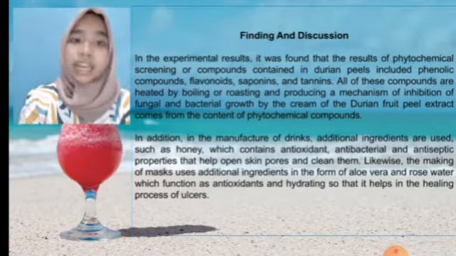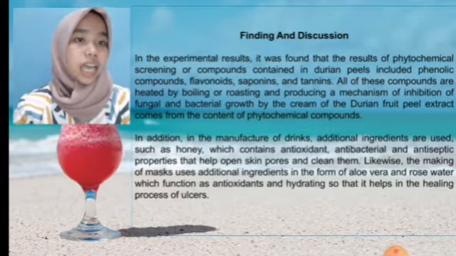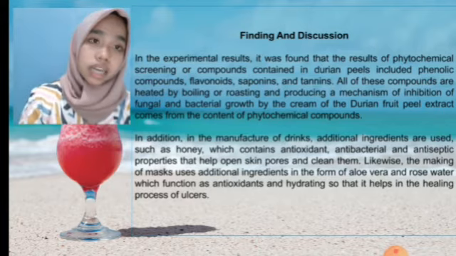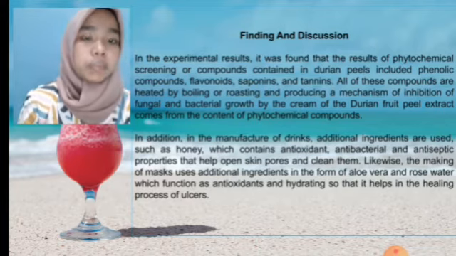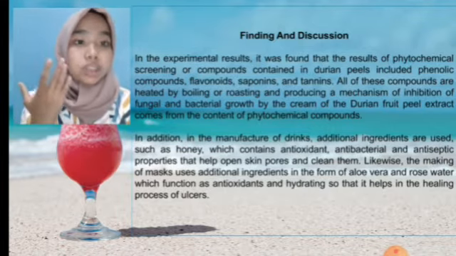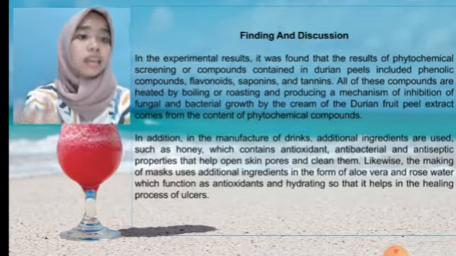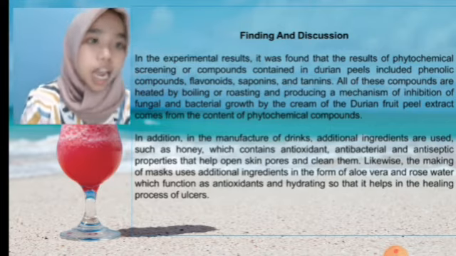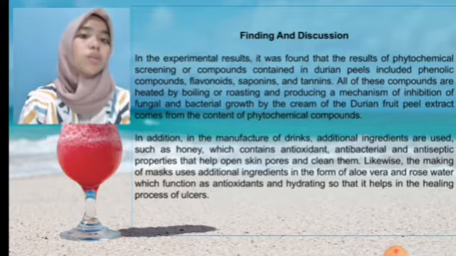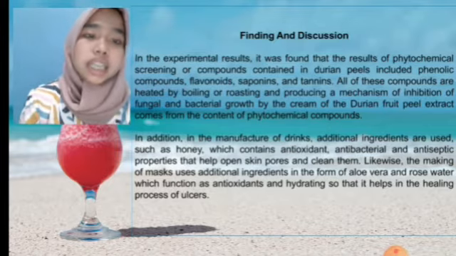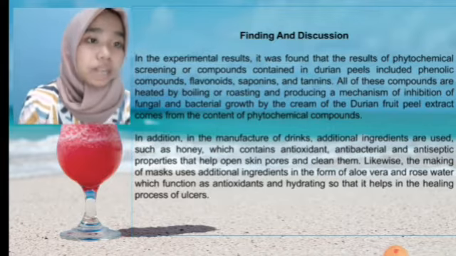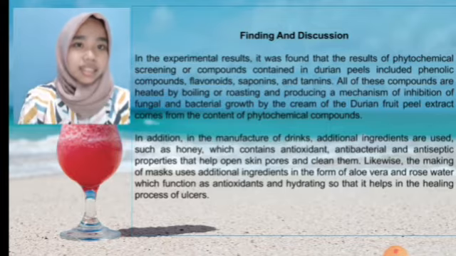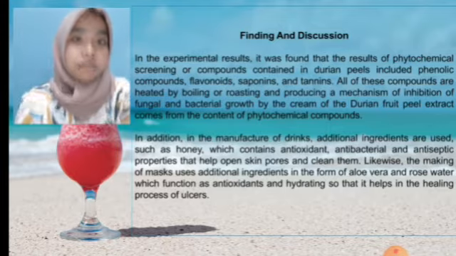In addition, in the manufacture of the drink, additional ingredients are used such as honey, which contains antioxidant, antibacterial, and antiseptic properties that help open skin pores and clean them. Likewise, the making of the mask uses additional ingredients in the form of aloe vera gel and rose water, which function as antioxidants and hydrating agents so that they help in the healing process of ulcers. Well, that's about the findings and discussion.